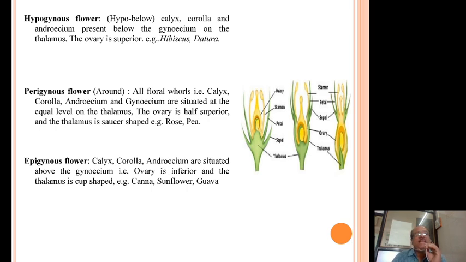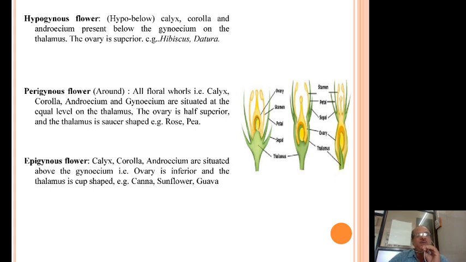The second type is the perigynous flower. Now in certain cases, you have a cup-shaped thalamus. In that case, the calyx, corolla, androecium, and gynoecium are present at the same level, equal level, and that makes the ovary half superior, half inferior. So in this case, we call the flower a perigynous flower. The ovary is neither superior nor inferior.